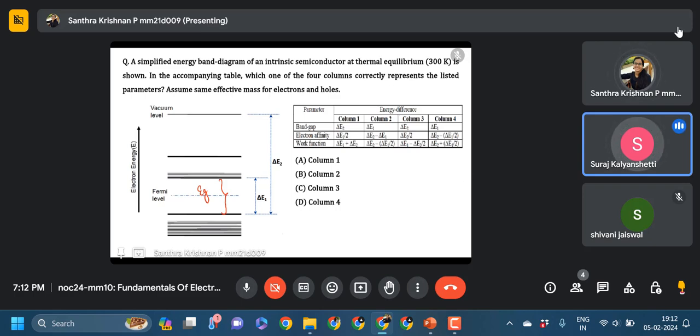So delta E1 is the band gap, and then your answer would be either column 2 or column 4. I'll just go through electron affinity. Electron affinity is something from delta E2 minus delta E1.